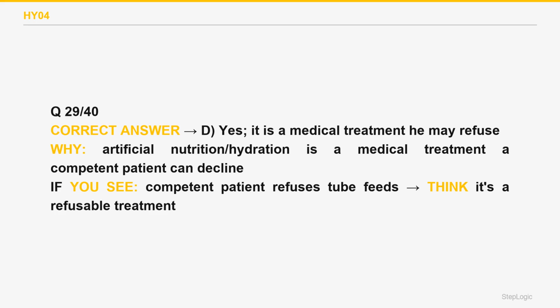Calling it basic care that can never be stopped is incorrect. Courts and ethics recognize artificial nutrition as a medical treatment subject to refusal. Choice A, wrong. Stopping an unwanted treatment is not euthanasia, which requires an act intended to cause death rather than honoring a refusal. Choice B, wrong. It is a medical treatment the competent patient may refuse.